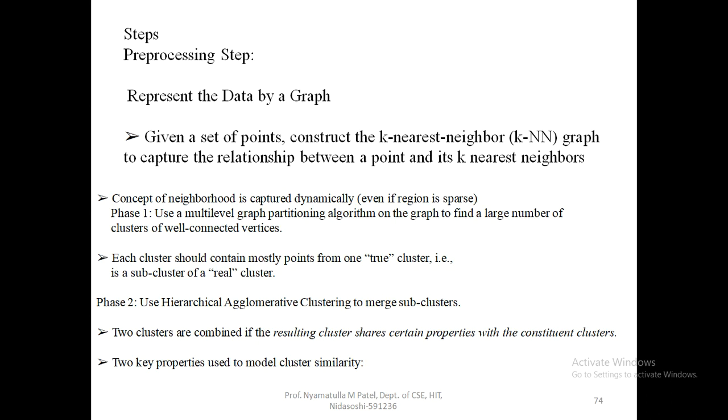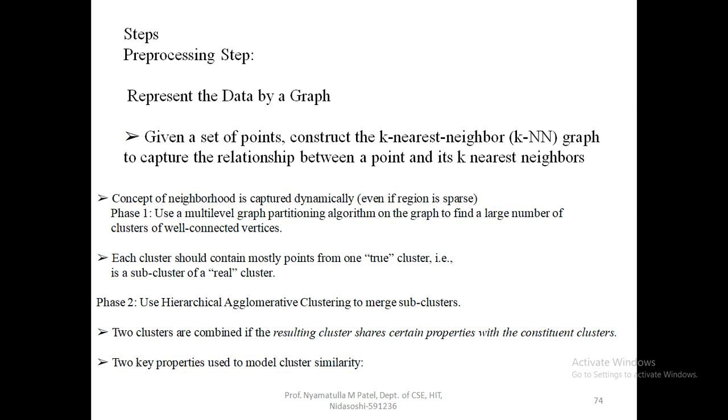Okay. So, now what are the different steps involved? What we need to do in pre-processing, and then what we do in post-processing. In the pre-processing step, represent the data by a graph. The first thing we need to do is represent the complete data by a graph. Then, given a set of points, construct the k nearest neighbor (KNN) graph to capture the relationship between a point and its k nearest neighbors.